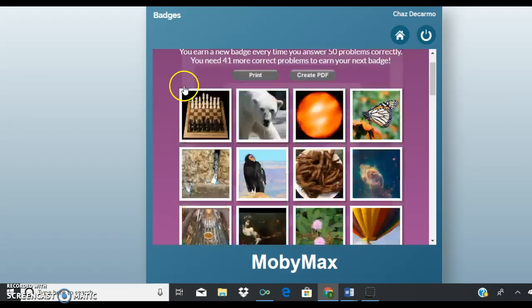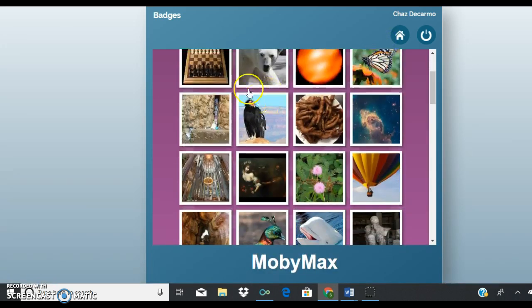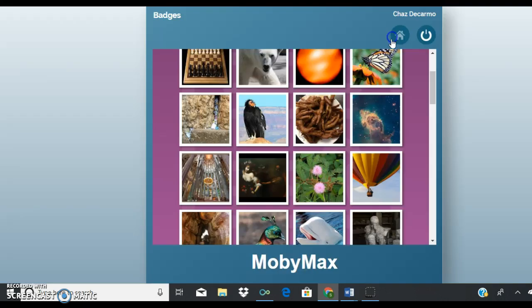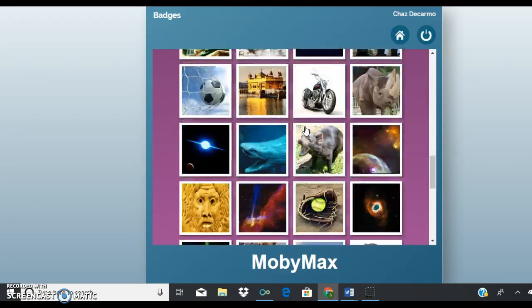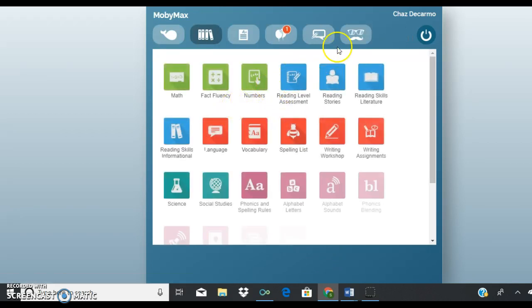Today he earned this chess badge, and each badge gives you facts about the badge. So it's very educational because the kids learn a lot of information, a lot of facts. So they learn about the polar bear, they give facts about the polar bear. So these are his badges that he earned. You can print them or create a PDF file.